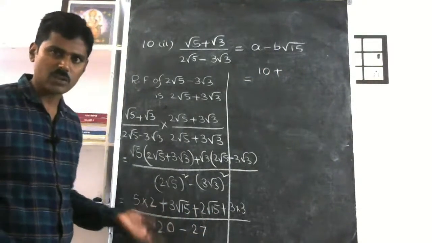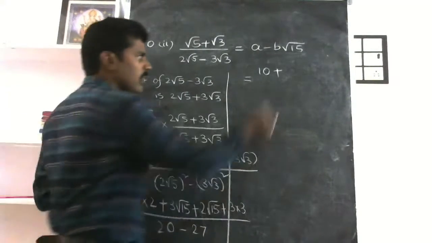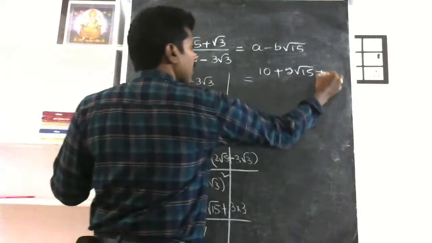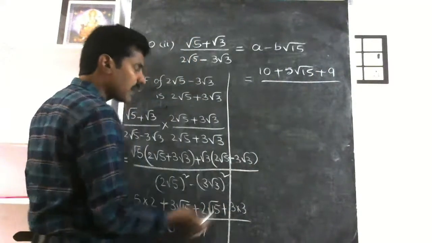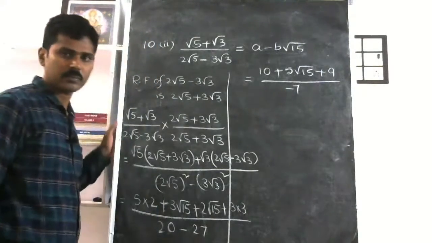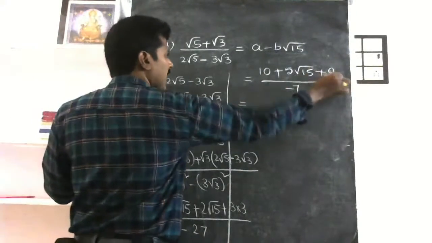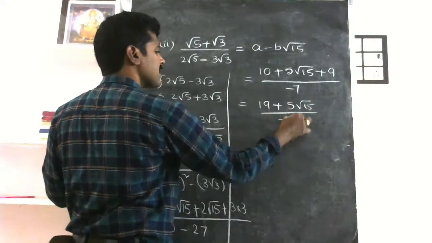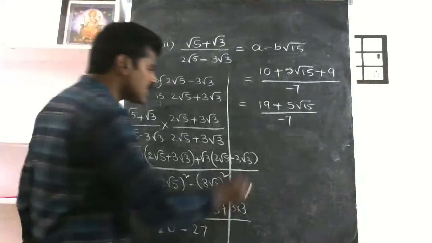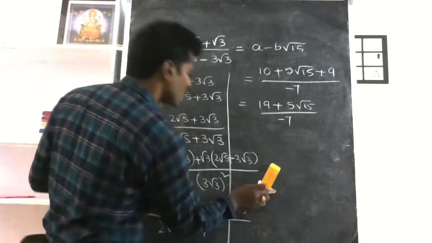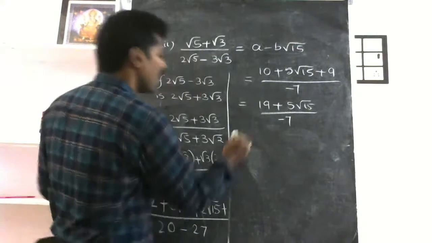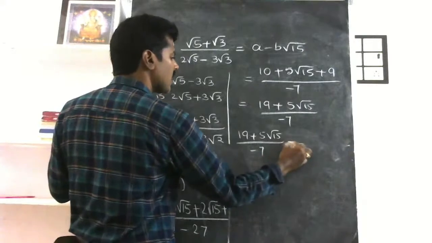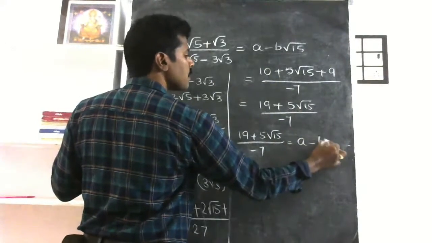If you think of root 15 as chocolates, 3 chocolates plus 2 chocolates, I will get 5 chocolates. So that is 5 root 15, plus 3 threes are 9, divided by 20 minus 27, which becomes minus 7. So finally 10 plus 9 is 19, plus 5 root 15, divided by minus 7. And this we have to make equal to 19 plus 5 root 15 by minus 7 equals a minus b root 15.